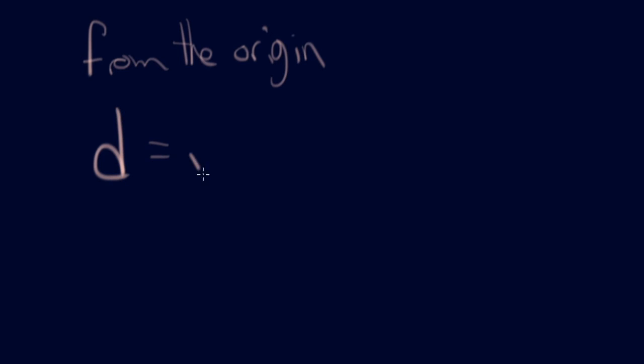Let's deal with the very first one. So there's a formula that you need to know. So this is from the origin. So from the origin, how far away is a point? And the formula that we need to know: the distance is equal to the square root of x squared plus y squared. Okay, so that's the formula that you need to know.